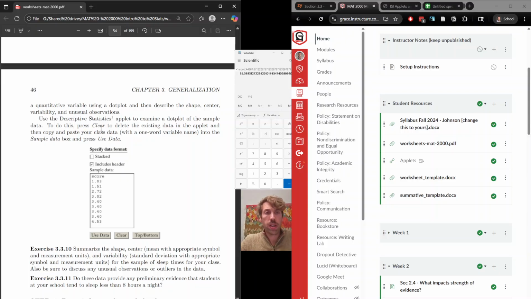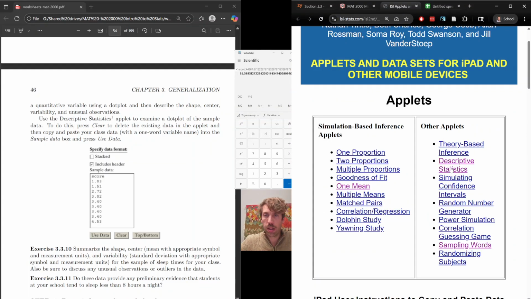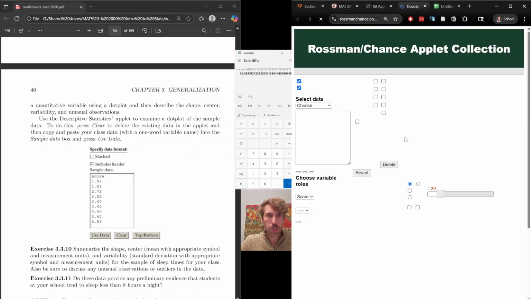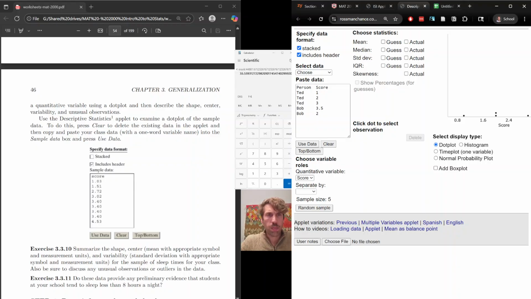So you're going to need to use the descriptive statistics applet, which has a link in the footnote of your worksheet. You can also find it on Canvas, clicking on applets. That'll take you there. And then descriptive statistics is right there. Click on that. Okay. To do this, press clear data. So we want to clear the data. Okay. And then copy and paste your class data with a one-word variable name into the sample data box.